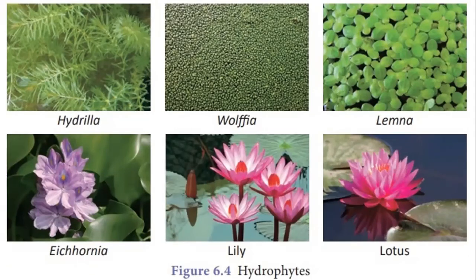Now let's talk about some structures that help aquatic plants survive. There are also plants that grow in water environments such as ponds, paddies, rivers, lakes, and marshes. Now these plants are called what again? Grade 4? What do we call those plants? Very good. Aquatic plants or hydrophytes.